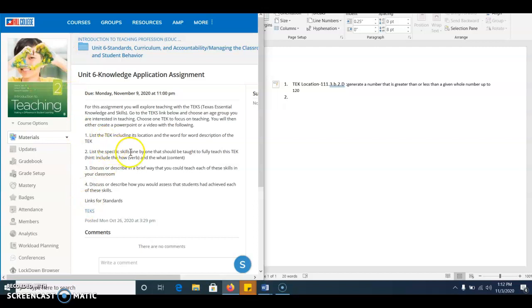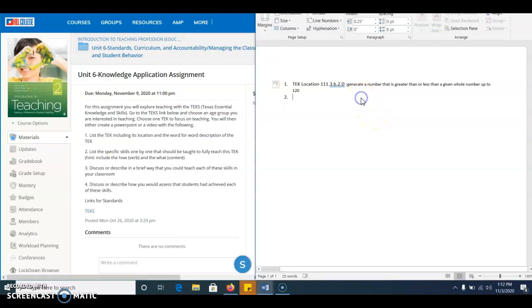Then you're going to list the specific skills one by one that need to be taught to fully teach this TEK. So looking at the verbs and the content. So they are going to generate a number. Okay, that is their job. That is greater than a given whole number.